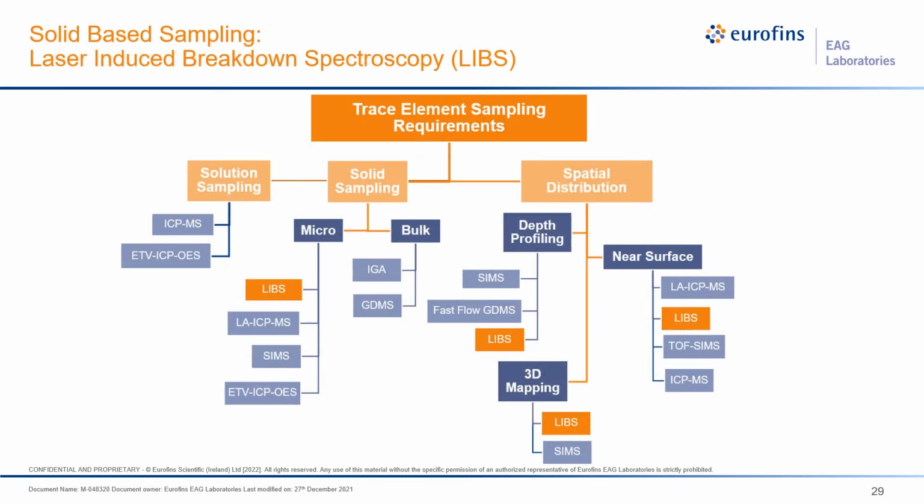So next up, we move to our first microsampling technique, laser-induced breakdown spectroscopy, or LIBS. LIBS uses a nanopulsed laser beam to hit the surface of a sample and remove material from the surface, causing it to be atomized and ionized in a process called laser ablation.